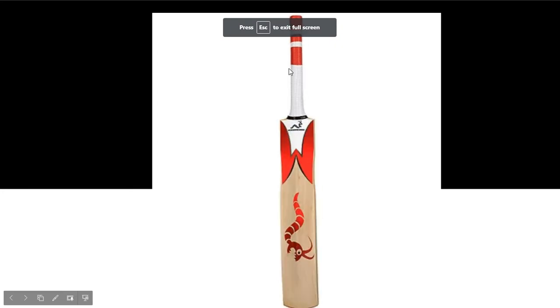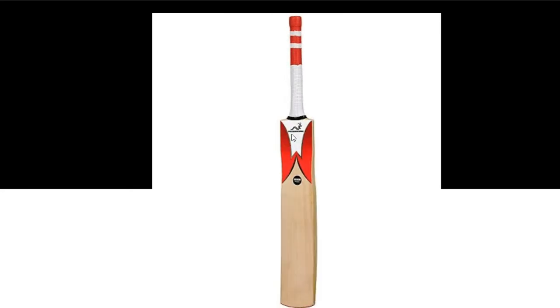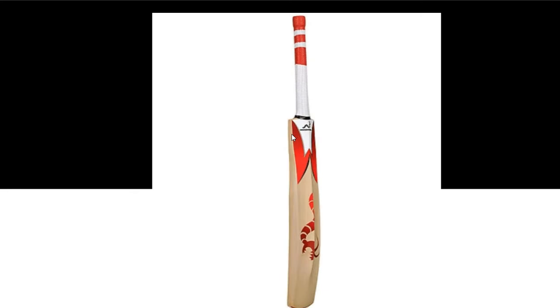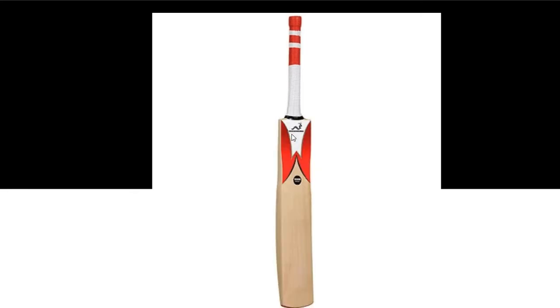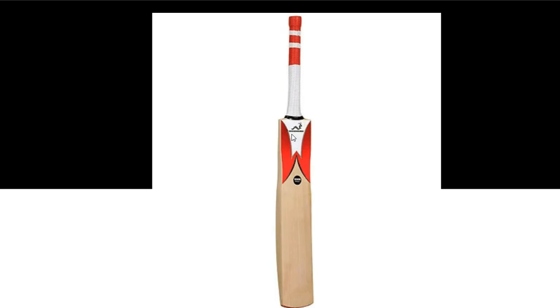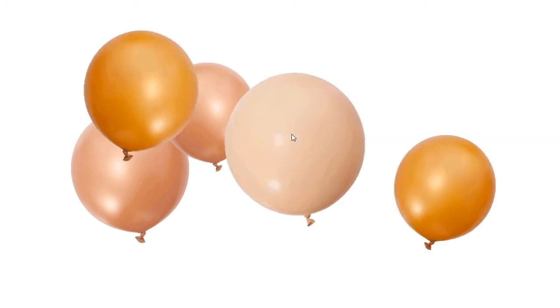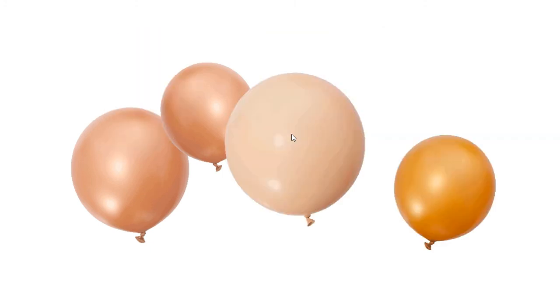Beaver, bat. What is this? Have you seen cricket? Ask your mom and dad to show you a cricket match. You'll see this bat over there. Let's see the next object. Balloons. You all love balloons. So this is a balloon. Beaver, balloon.